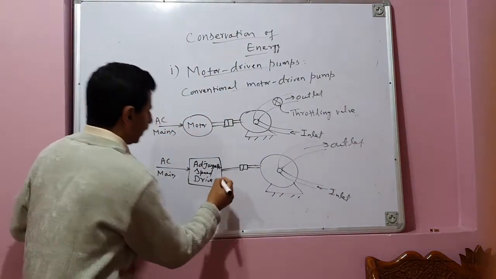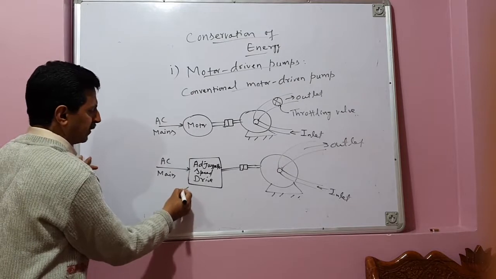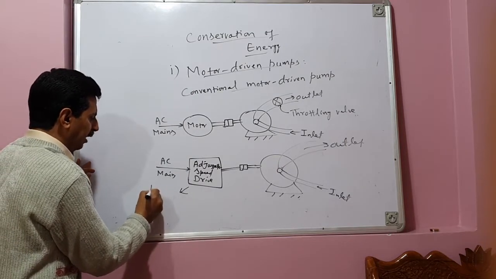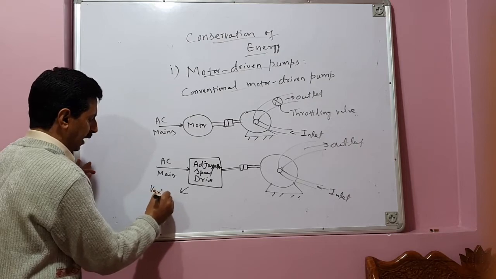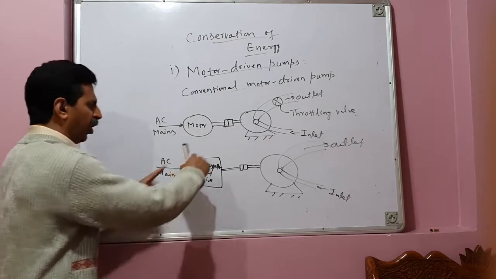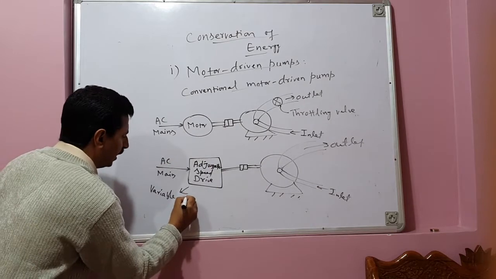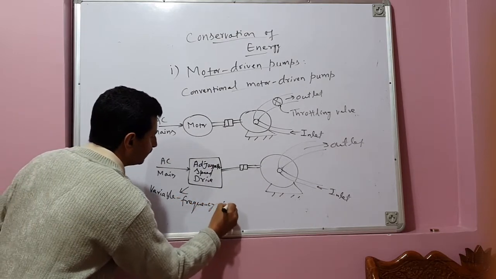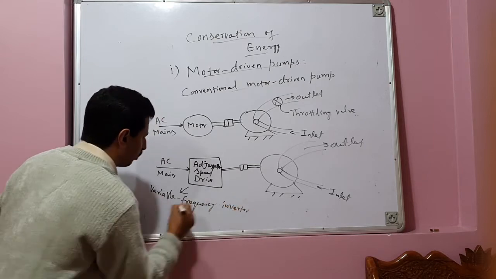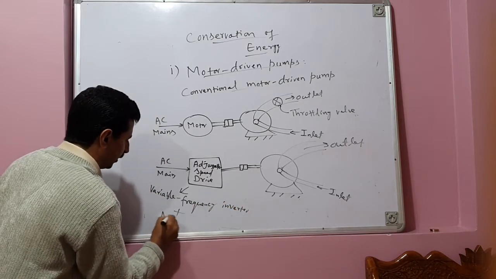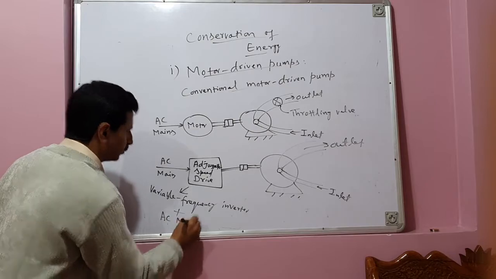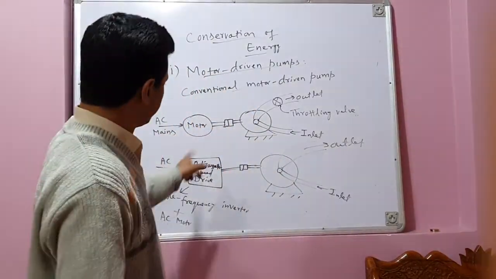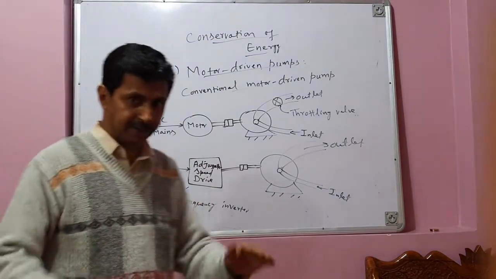Now, what is this adjustable speed drive? This adjustable speed drive comprises a variable frequency inverter. I will write here. It's a block. This block actually comprises a variable frequency inverter plus an AC motor. I have shown it in a single block, but this block actually comprises a variable frequency inverter and an AC motor.